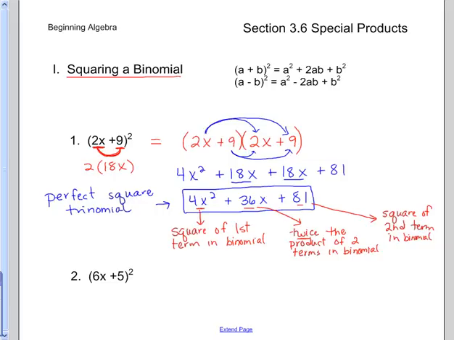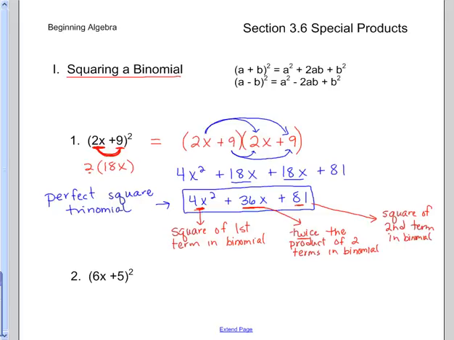So the shortcut is, if you don't want to go through the full method, you can look at your original problem and say, I'm going to square the first term. That gives me the first term. Multiply the two terms together, times 2, gives me the middle term. Square the last term, gives me the last term. This is an optional shortcut that I wouldn't say you have to know, because you can do it by the full method. But let's look at the second problem down here.